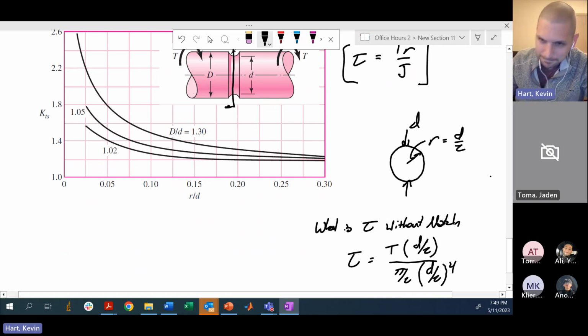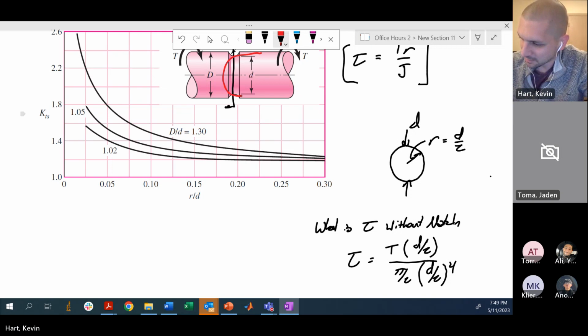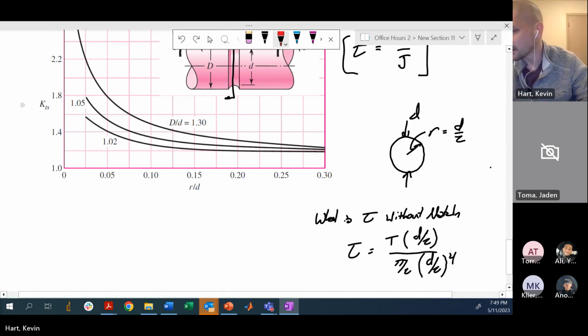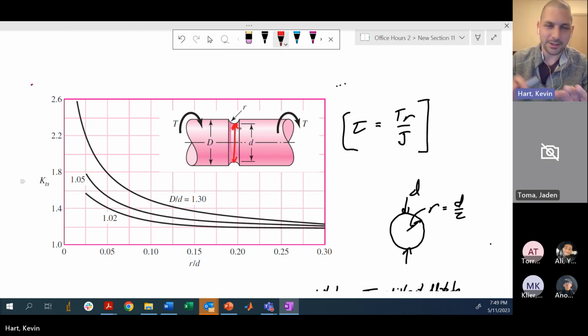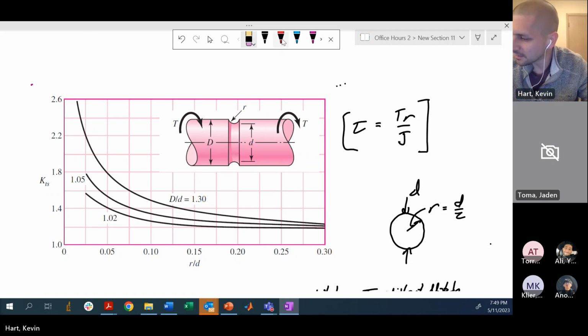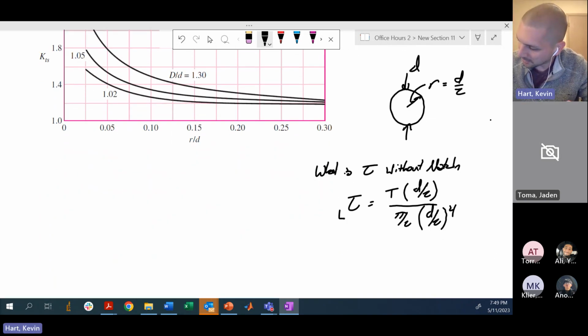Hopefully that's clear. And then wouldn't we use the larger d then? No, use the smaller d. So in the center of this bar, I'm calculating, well, what's the shear stress here in the smaller portion of the bar? And then you amplify from there, right? Based on this chart. Okay. So this would be what it would be without the notch.